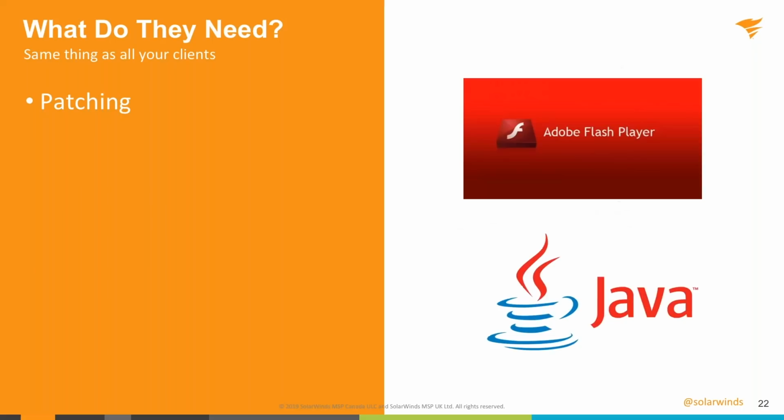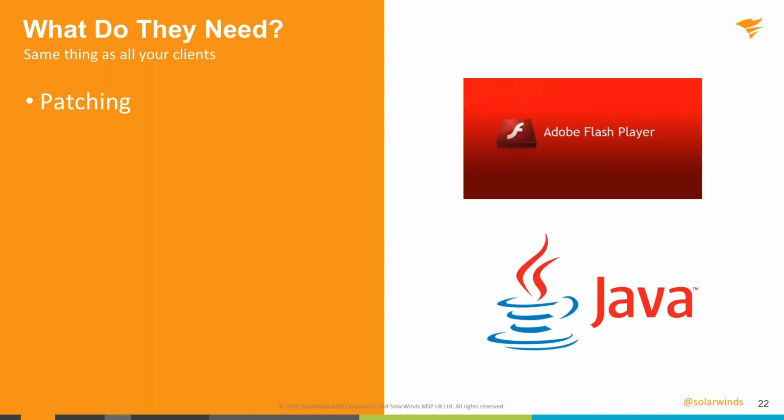So what do you need? Well, you need the same things as all your clients. From a tools perspective, you need patching. Macs run Flash, they run Java. It's the same Flash and Java that Windows runs. So if you've got a version of Flash out there that has a known defect and Adobe brings out an update, you should be going around patching Flash everywhere. And you want to patch Flash on the Mac the same way, because if you don't, that old version sits there and that same security hole sits there.